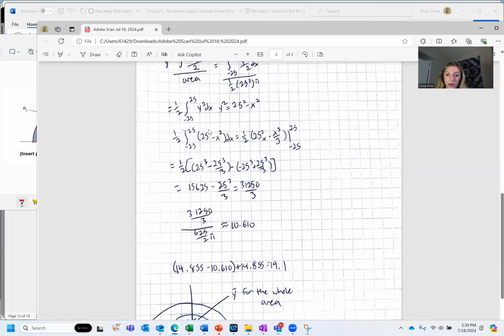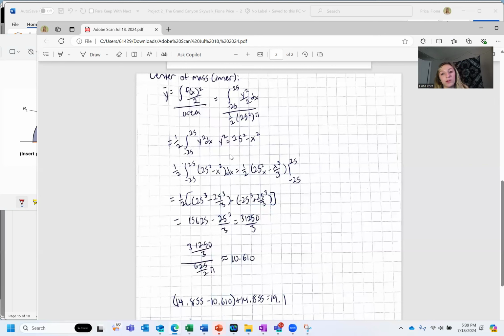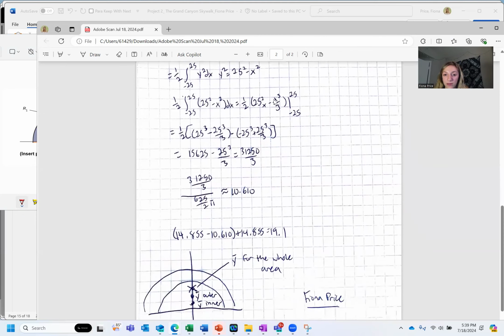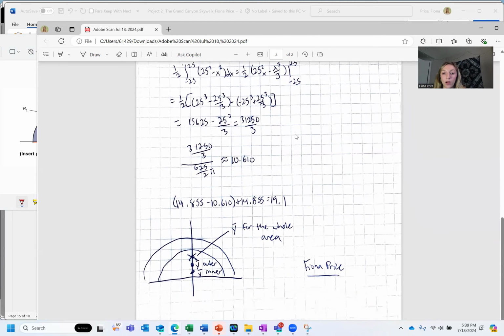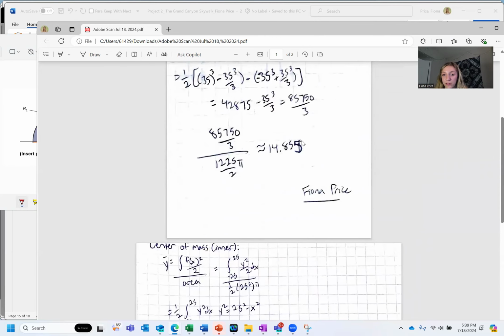We're doing the y squared again, but this time y squared equals 25 squared minus x squared, because this is our r squared. And we're evaluating it the same way: 25 squared x minus x cubed over 3 this time. Plug in the numbers, and this will come out to about 10.610. Okay, so we've got our two centers of mass.